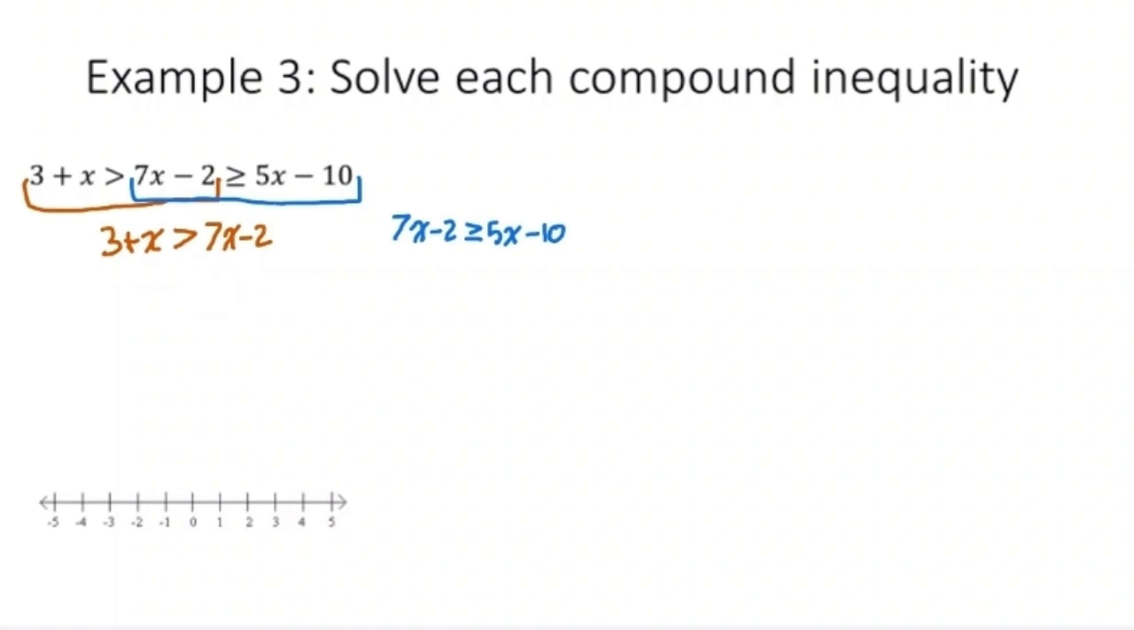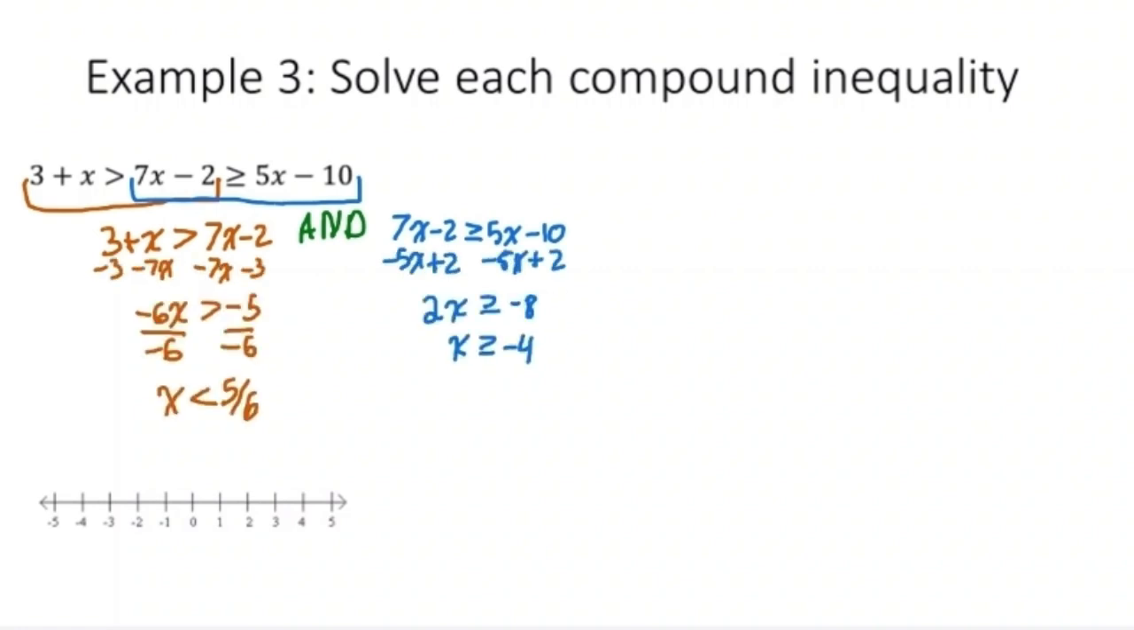Now the word joining these compound inequalities is the word and, because in order for the above inequality to work out, we have that 3 plus x must be greater than 7x minus 2, and at the same time, 7x minus 2 has to be greater than or equal to 5x minus 10. Now we can go ahead and solve each inequality. When we solve the first inequality, we get x is less than 5/6. When we solve the second, we have x is greater than or equal to -4.